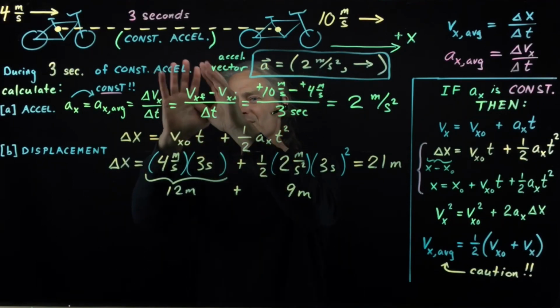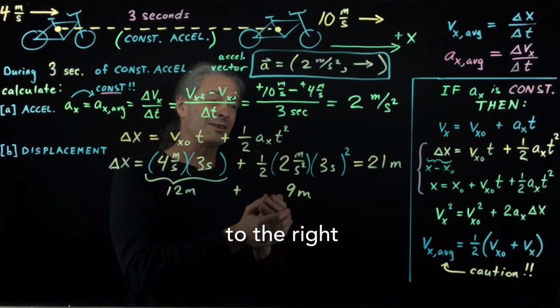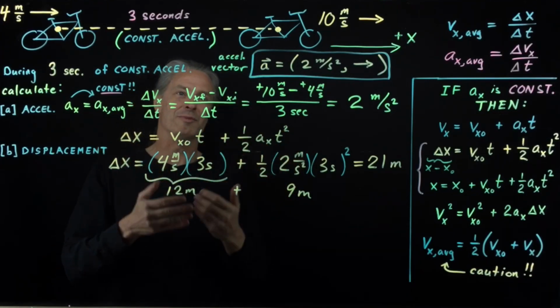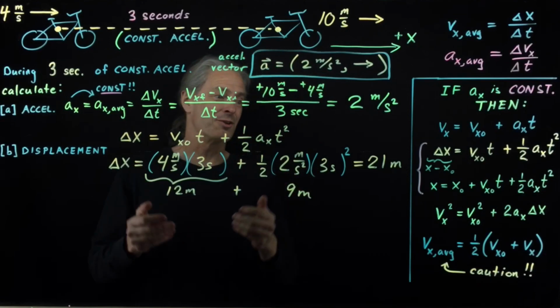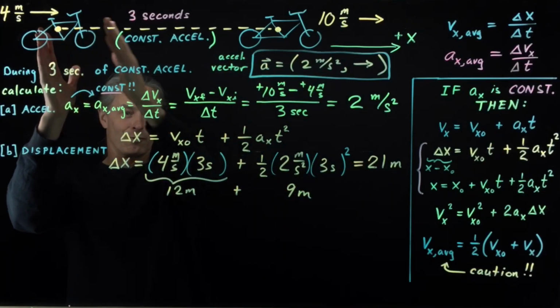The acceleration isn't 0. The acceleration is 2 meters per second squared, so each second is picking up 2 meters per second worth of velocity, and so therefore it travels further than it would have if it had just continued on at 4 meters per second.